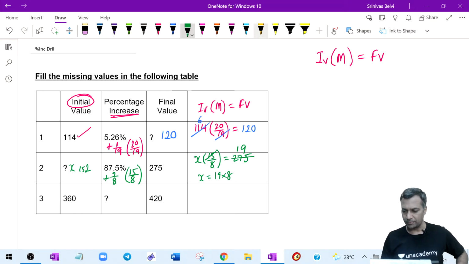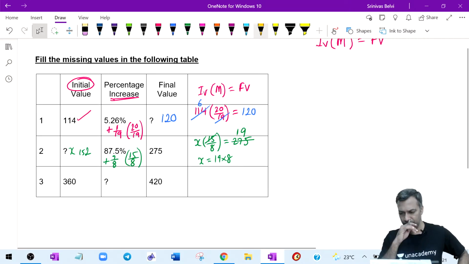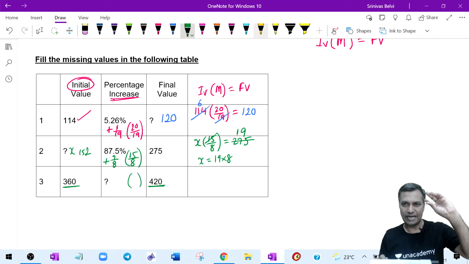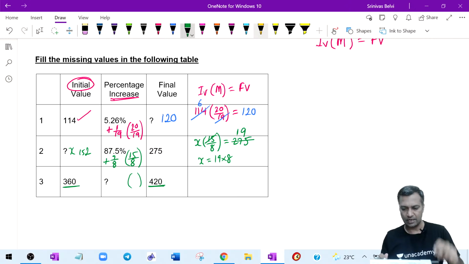So let's move to the next one. Fine. 360 and 420. In the middle, what is missing here? The multiplier is missing here. Now listen to this. This can be done without that as well, but I want you to do a multiplier portion out here.